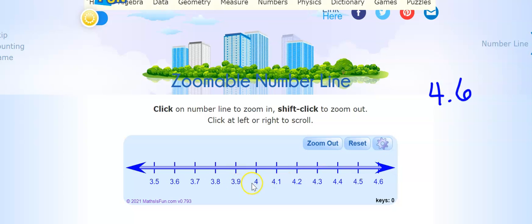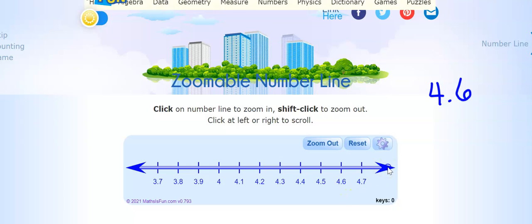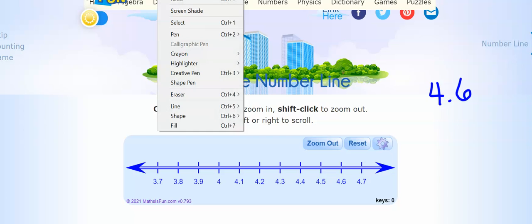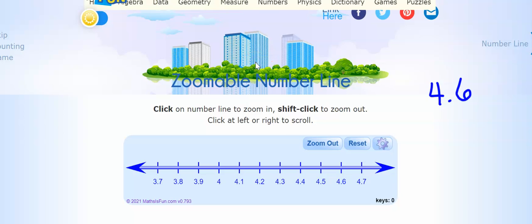So let's look. 4, 4 and 1/10, 4 and 2/10, 4 and 3/10, 4 and 4/10, 4 and 5/10, 4 and 6/10. So there it is. There is 4 and 6/10. Let's mark it.